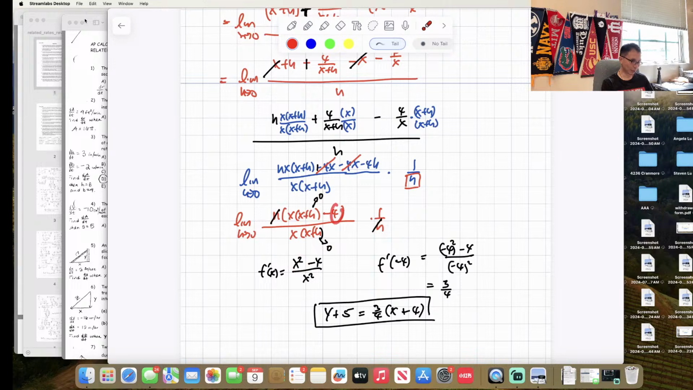Now this is minus 4, nothing there, just minus 4. On the bottom part, h is going to go to 0, so it's going to be left with the x times x, so it'll be x squared.